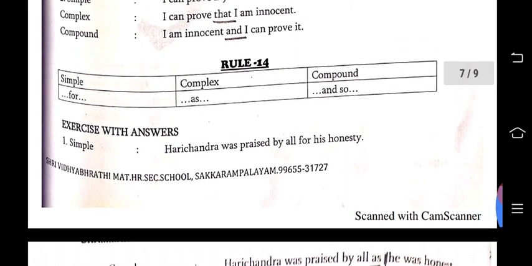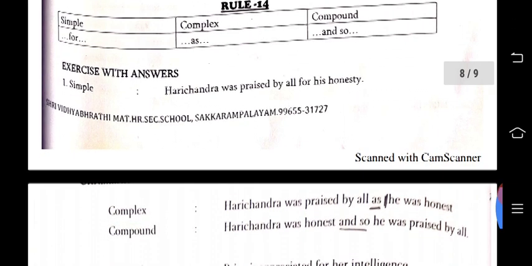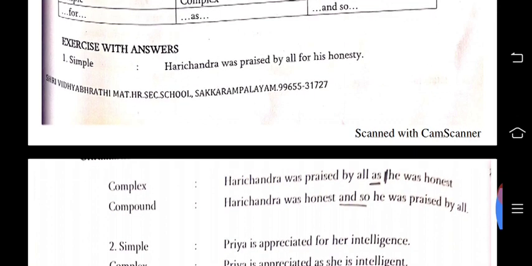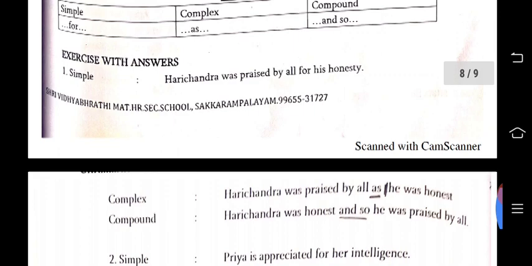So here this type of sentence is related to the reason. Okay, why they are praised. So the question is why they are praised. So it comes under reason. Okay. So we have to use the conjunction as.